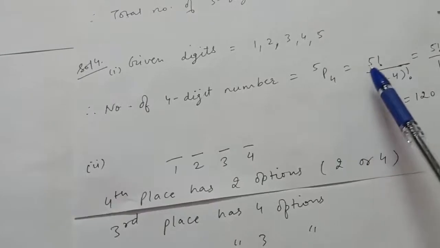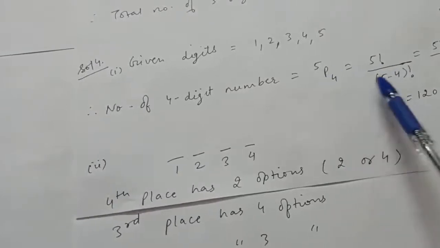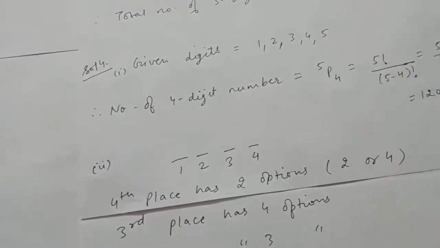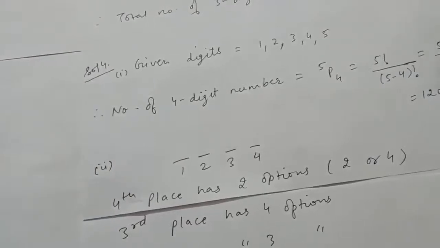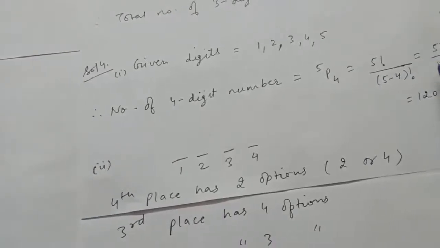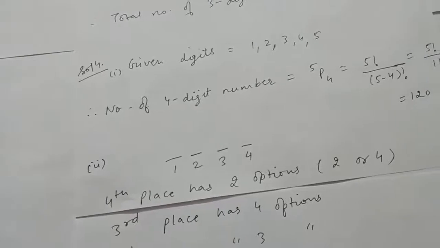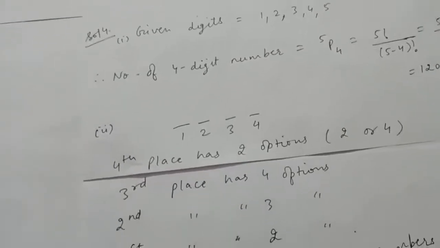So this will be 5 factorial upon (5 minus 4) factorial, that is 5 factorial upon 1 factorial. Now 5 factorial is 120 and 1 factorial is 1. Therefore, you will get the answer as 120.